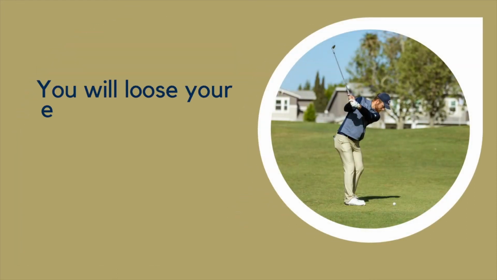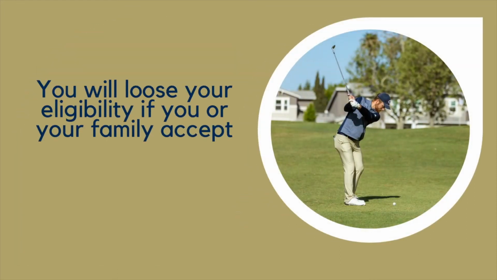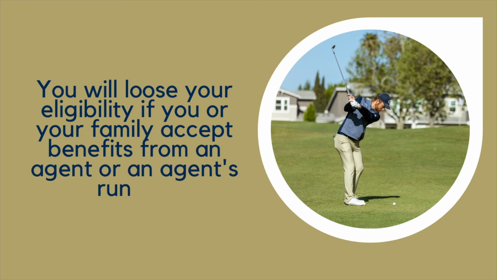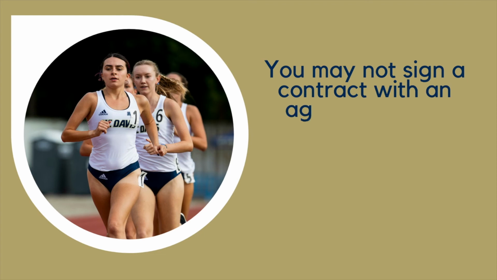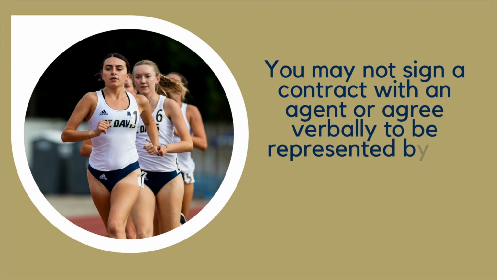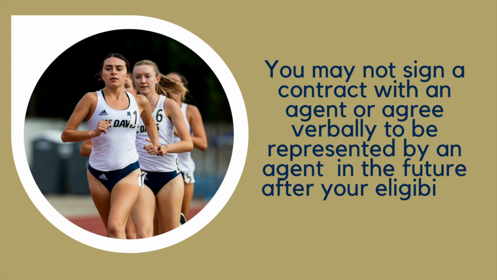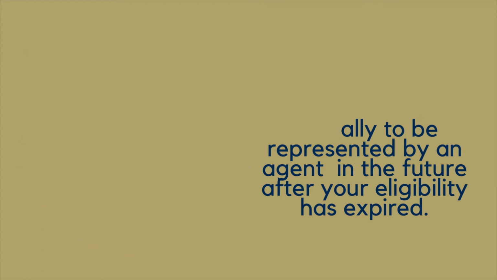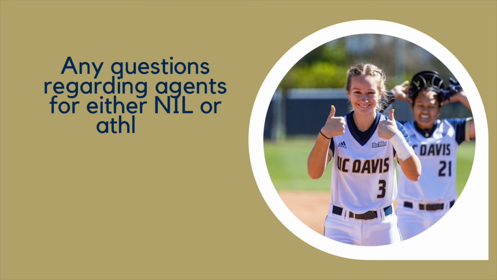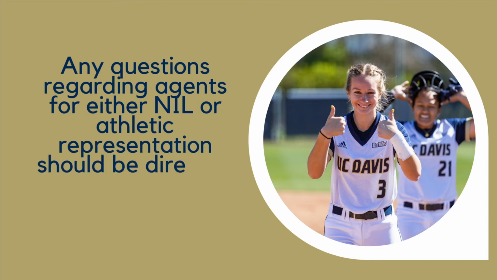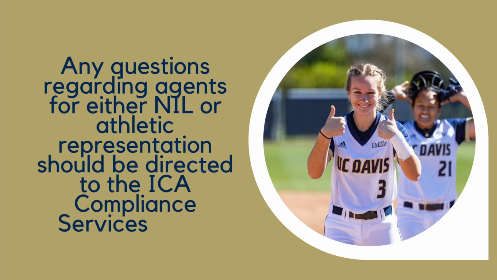You will lose your eligibility if you or your family members accept benefits from an agent or an agent's runner. You may not sign a contract with an agent or agree verbally to be represented by an agent in the future after your eligibility has expired. Any questions regarding agents for either NIL or athletics representation should be directed to the ICA Compliance Services team.